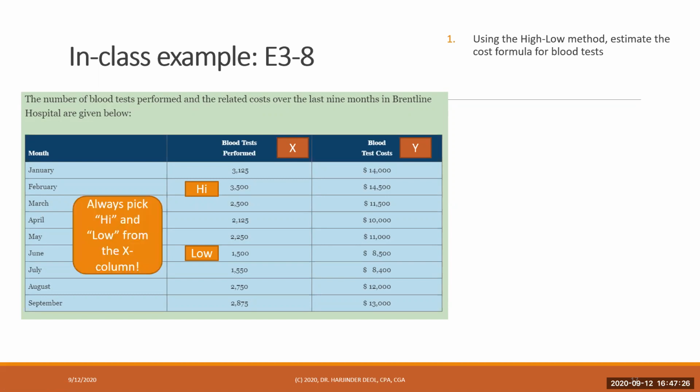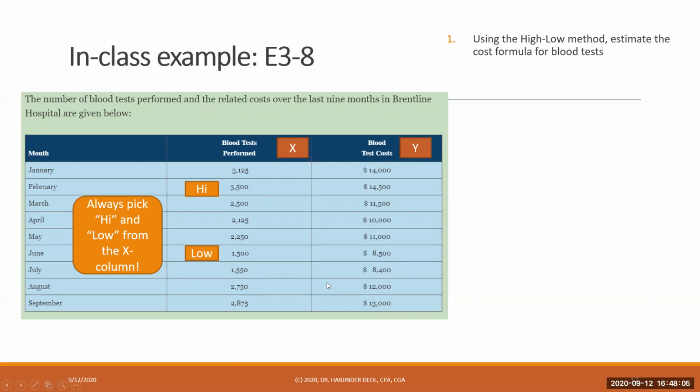You got to remember to always pick up your high and low rows from the X column, okay? Because you could notice that the month of February is also the month where the cost of blood tests was the maximum, the lowest cost though was experienced in the month of July, $8,400 versus $8,500 in June. But $8,400 of costs were incurred for 1,550 tests.